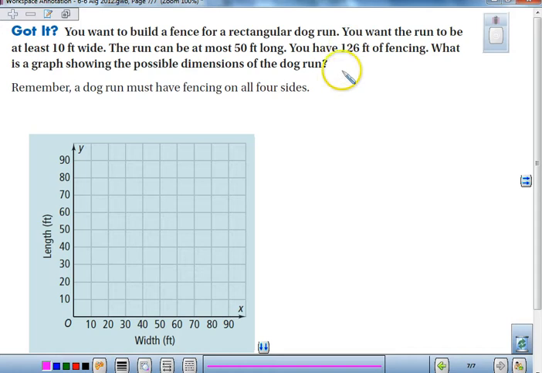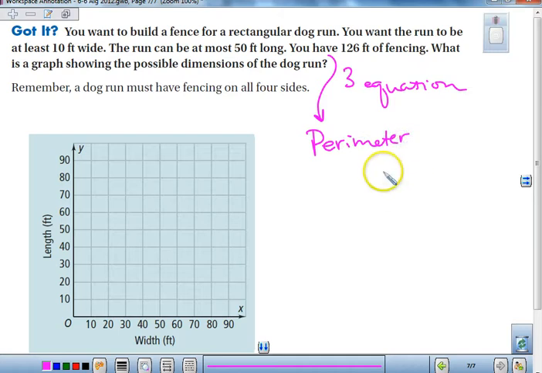Now, hint, you're going to have 3 equations, and the last one deals with this, you have 126. That is your perimeter. And if it helps you to draw a picture to get this, instead of x and y, you can use x for width, y for length. Think about your equation for perimeter, and then you might want to solve it in terms of y.